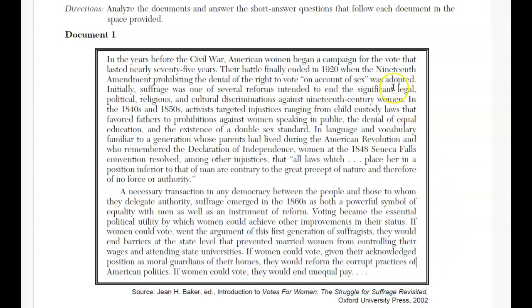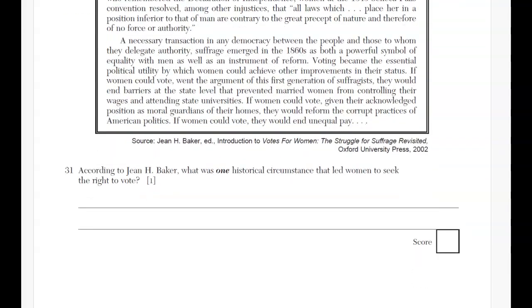Okay, so this first document here is a historian explaining why the vote for women was so important. Really, to women, the right to vote was only one part, and once they got that, they could start to change the laws in general. That's the idea here.